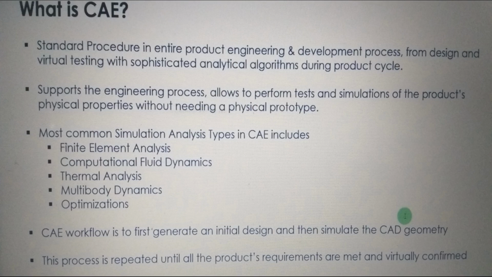So the design CAD is brought into CAE, and the CAD is then transformed into a finite element model. As you see in the first simulation, we call it finite element analysis. So we develop a finite element model, FEM, and we run a simulation or analyze the model. That is what we call finite element analysis. This process is repeated until all the product requirements are met and virtually confirmed. As I was talking about optimization, we have to run a number of iterations, repeated cycles on the same product to check if it is meeting our standards.